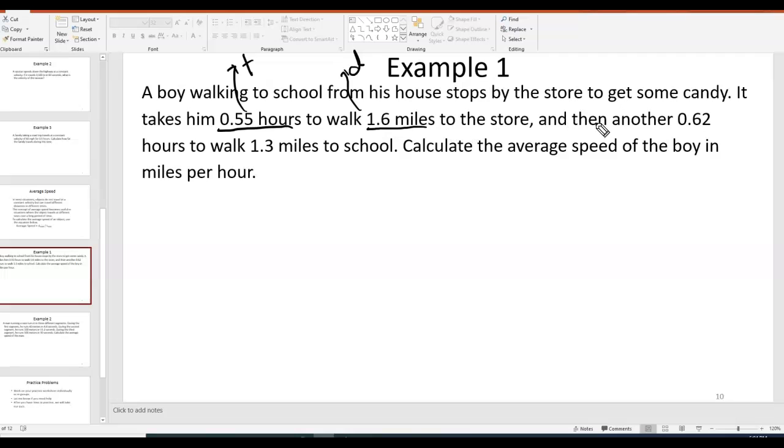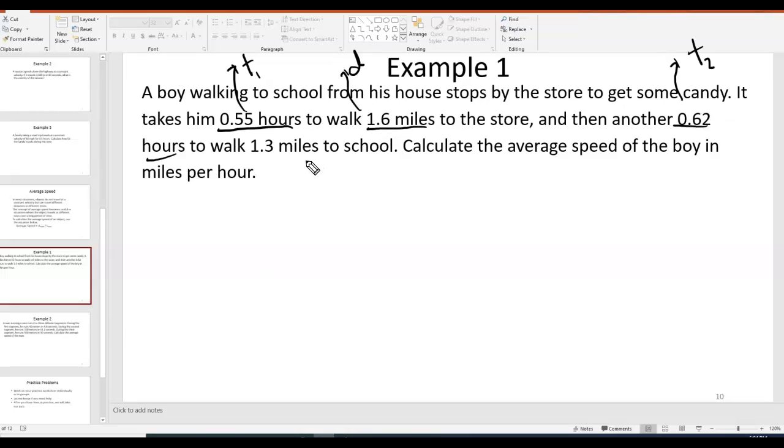And then it takes him another 0.62 hours. So look, I have another time now. I'm going to label that a t, and just to tell them apart, I'm going to label this t1 and this t2. Okay, so I have two different times. So it takes him a certain amount of time to go to the store, and then a certain amount of time to walk to school. Okay, so t1 and t2.